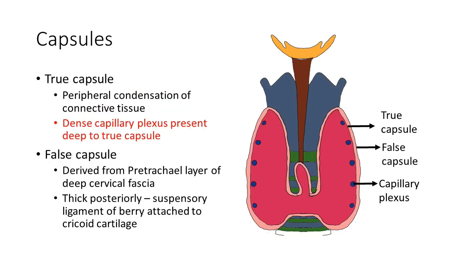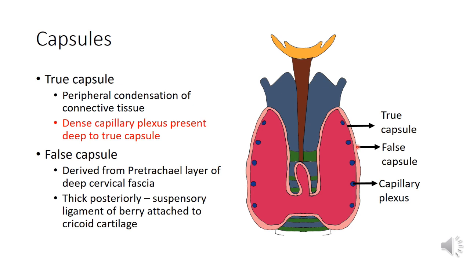Now coming to the coverings of the thyroid gland. The thyroid gland is covered by two capsules, true capsule and false capsule. The true capsule is the peripheral condensation of the connective tissue of the gland itself, and the false capsule is derived from the pretracheal layer of deep cervical fascia.